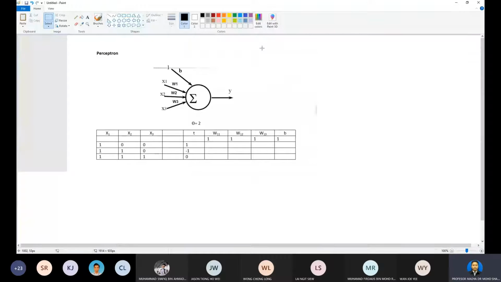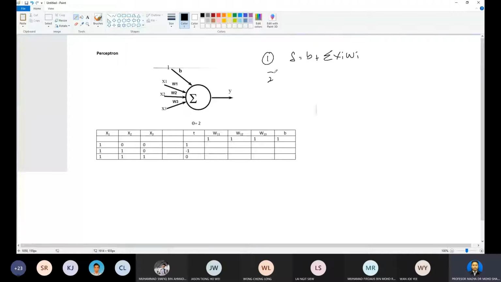Right, so next we go for the perceptron. This is the step for the perceptron, similar to McCulloch and Pitts. First, we have to calculate the net input. This is the standard formula, sum of x_i w_i. Then after you calculate this, we get the output, so we have the condition.